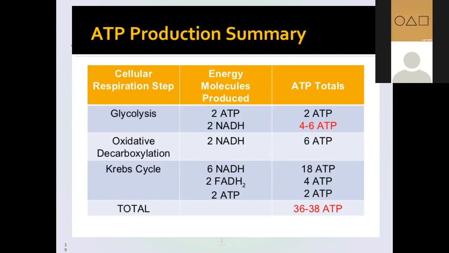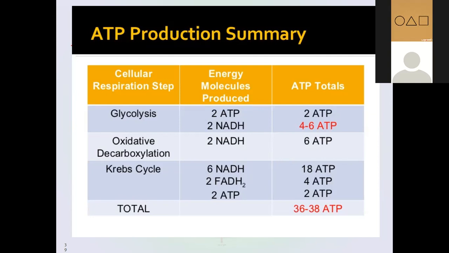Okay. Doon naman sa Krebs cycle, for each cycle, each acetyl coenzyme A, you produce 3 NADH, 1 FADH2, and 1 GTP, which will become ATP eventually. So, since dalawang acetyl coenzyme A, madodoble yung number of NADH, FADH2 at saka ATP. So, total for 1 glucose will be 6 NADH, 2 FADH2 at saka 2 ATP.